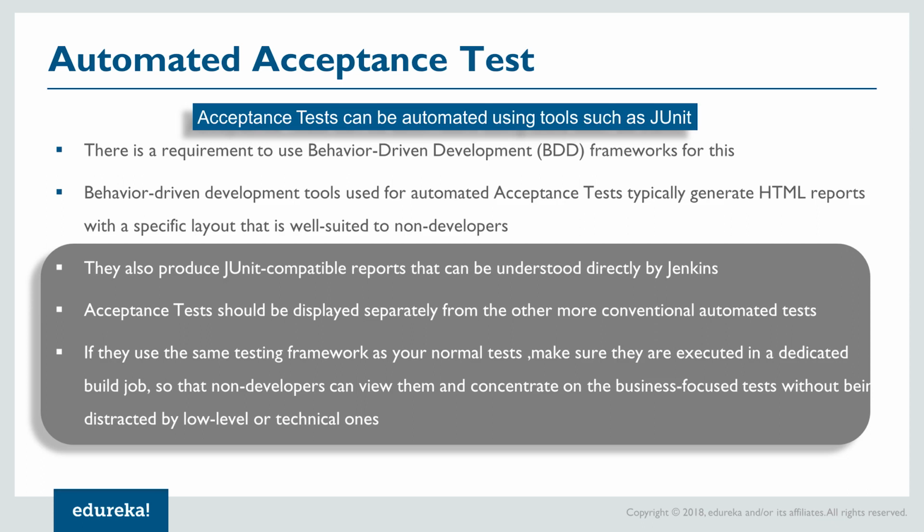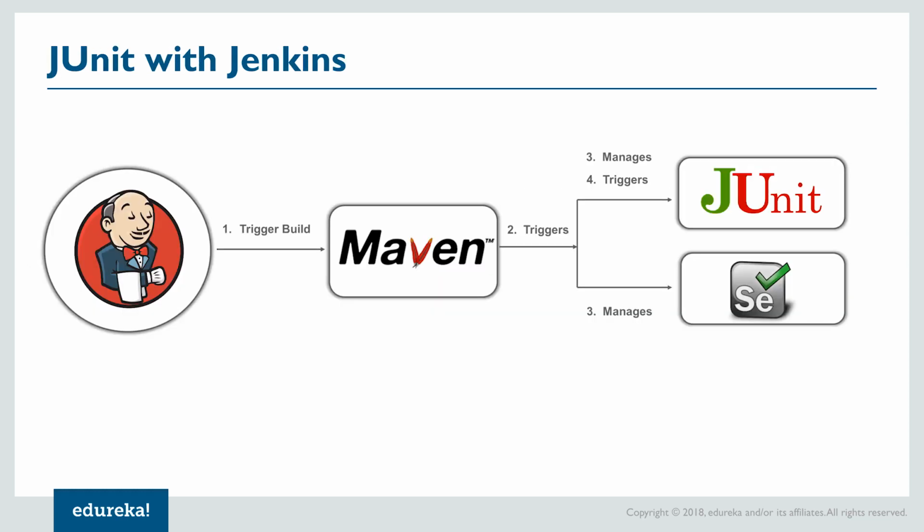So since acceptance test is more focused towards the stakeholders, towards the customers, and towards the more non-tech audience, it is very important to have a separate channel for that. They would not be interested in your code and what exactly is wrong with the code, if there was any bug or something. They are more interested in how the application is behaving in real time in the form of a GUI. So with JUnit and Jenkins, what happens is you trigger a build.